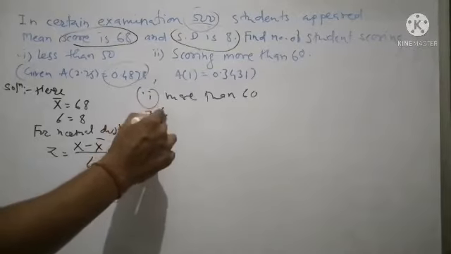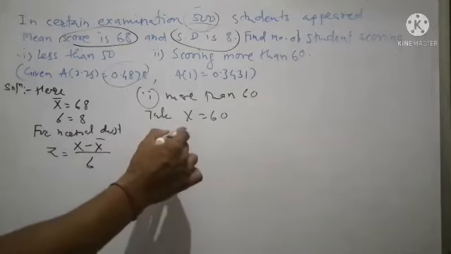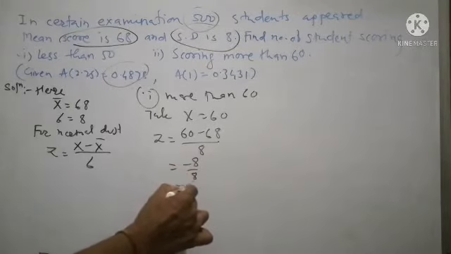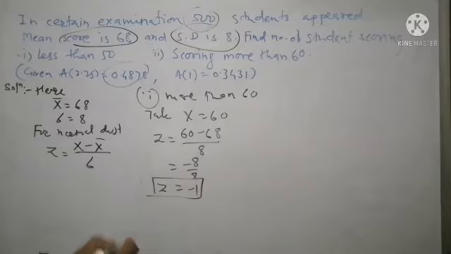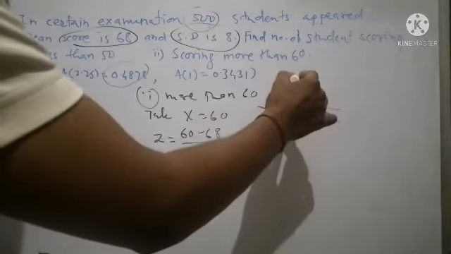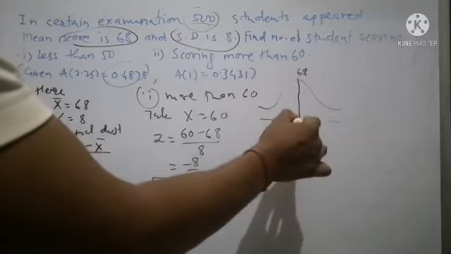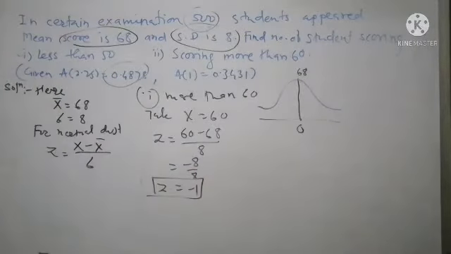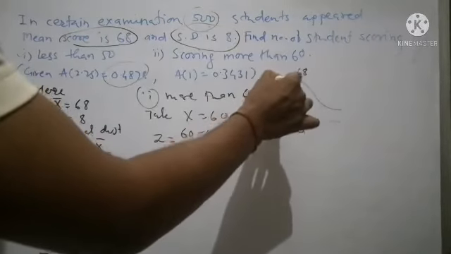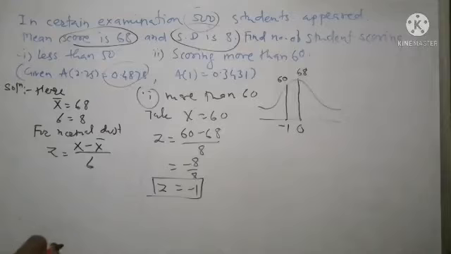Now for more than 60, take variable x as 60. We evaluate the normal variable by putting x as 60 in the formula. So 60 minus 68 divided by 8, that is minus 8 divided by 8, is equal to minus 1. So z is equal to minus 1. Represent this z on a normal graph. The maximum height point on the curve represents the mean of the distribution, 68, and the corresponding z on the axis is 0. Now 60 is less than 68, so we take a point on the left of 68 on the curve as 60, and the corresponding z to this 60 is minus 1 on the axis, by putting a perpendicular on the axis.